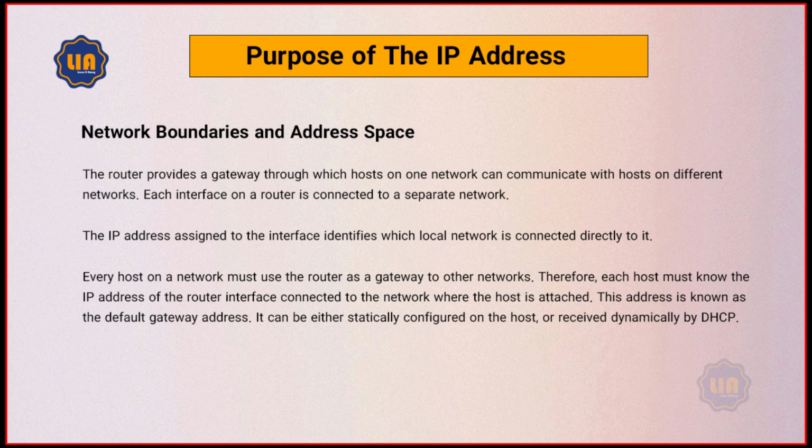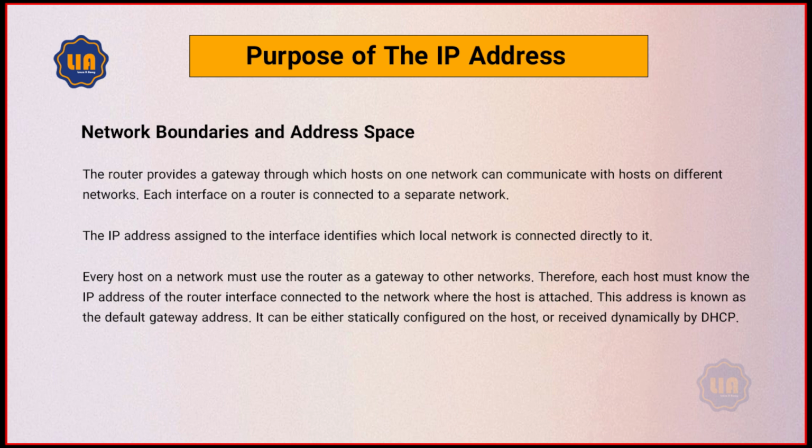Network boundaries and address space. The router provides a gateway through which hosts on one network can communicate with hosts on different networks. Each interface on a router is connected to a separate network. The IP address assigned to the interface identifies which local network is connected directly to it. Every host on a network must use the router as a gateway to other networks.